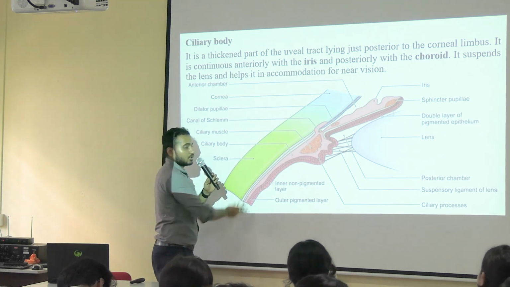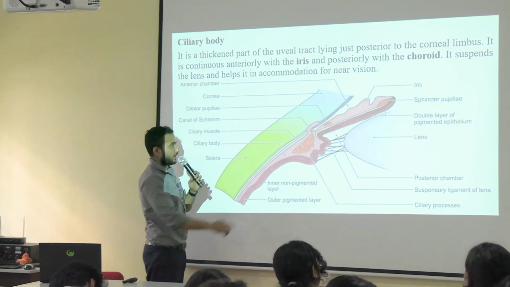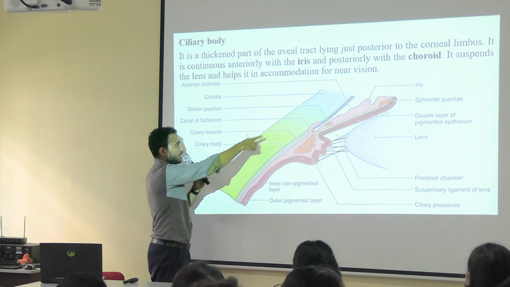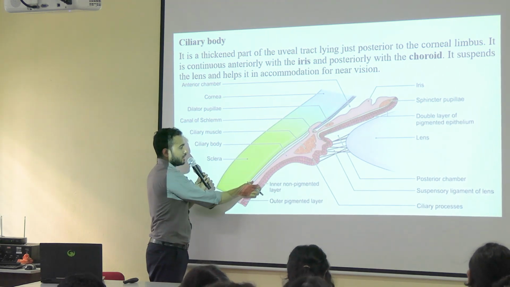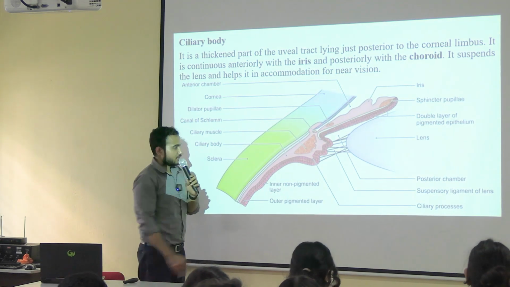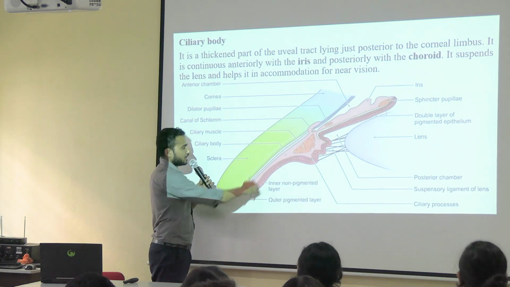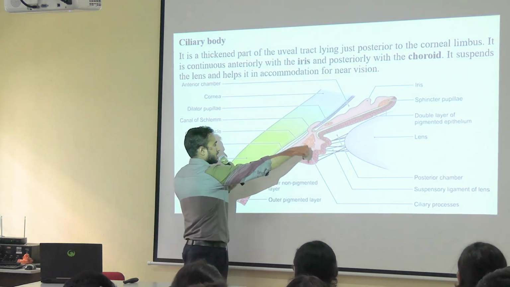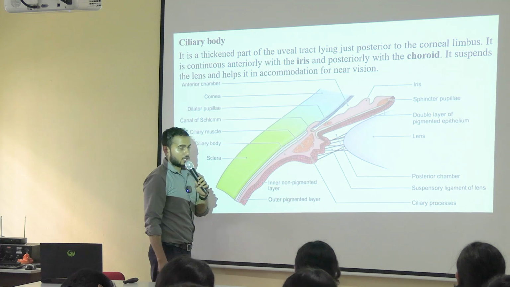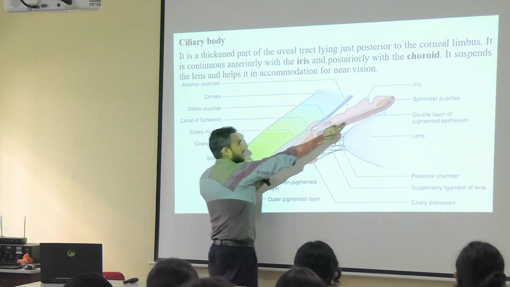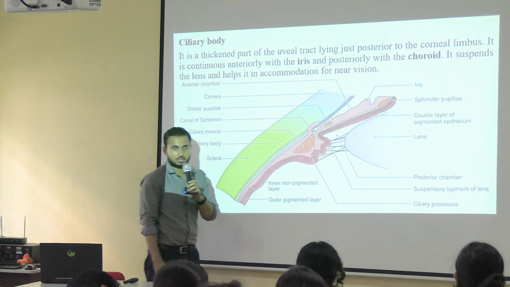This is the fibrous coat, where sclera and cornea we have already done. Now we are in the vascular layer. In the vascular layer, first we have completed the choroid. Now we will be discussing the ciliary body. Once the ciliary body is done, we will discuss the iris.